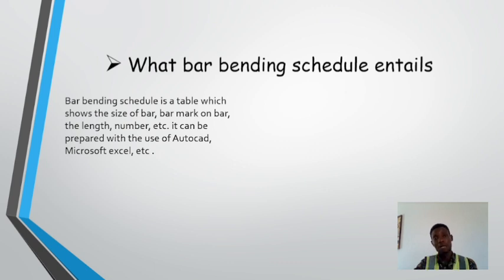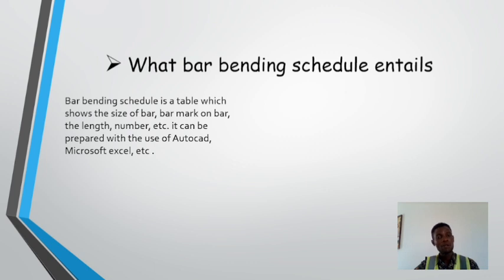It's going to tell you the bar mark, the length of the bar, the size of the bar you need. And one of the major uses is that it's going to eradicate waste in bar. Reinforcement is so expensive now. So if you have a bar bending schedule, it's going to tell you the quantity of reinforcement you need on site, so that you won't buy less or buy more than what you need on site. So a bar bending schedule is a table which shows the size, bar mark, length, number, etc.